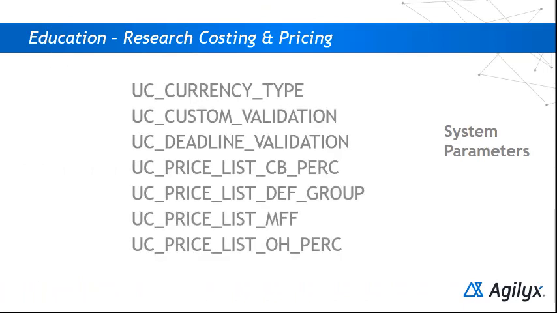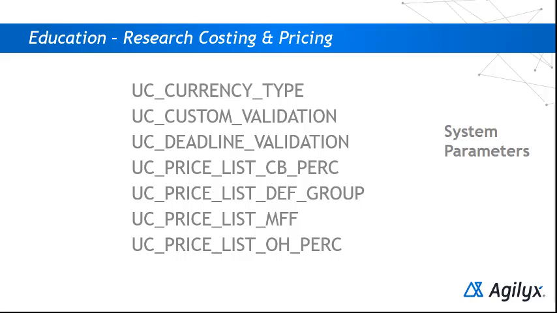Research cost pricing system parameters have been added. Currency type. This system parameter has been created to enable system administrators to override the default currency type and use a different currency type for costing. The UC custom validation. This system parameter has been created to hold the full path and name of the application DLL that you may have created to hold custom costing validators. The parameter should be used if users are writing their own code to apply costing validators.